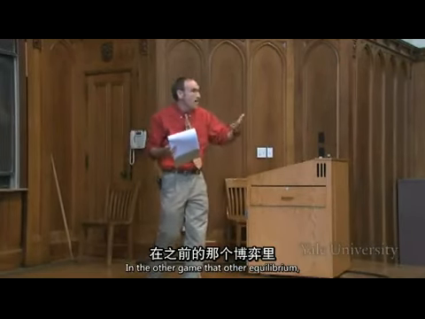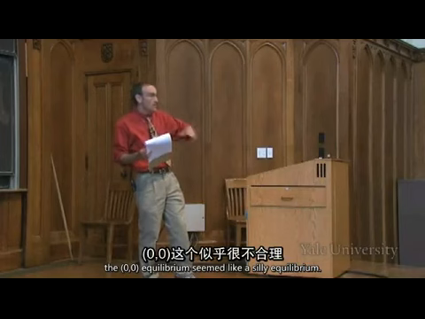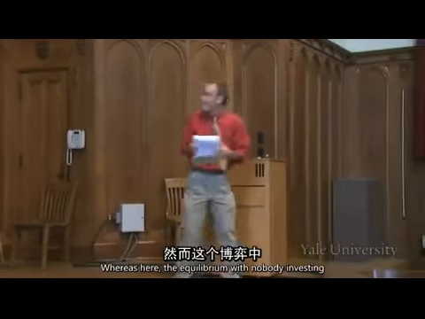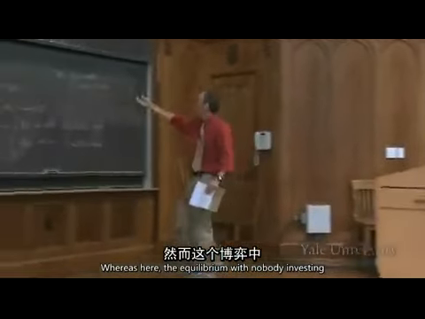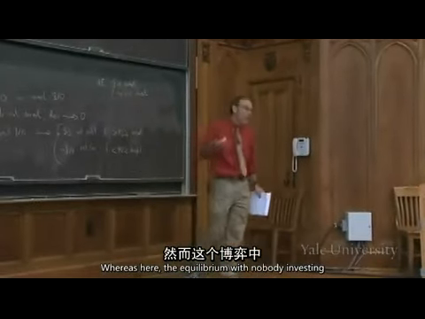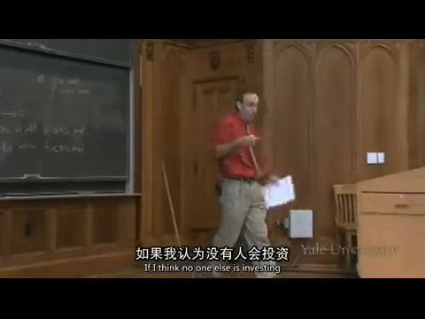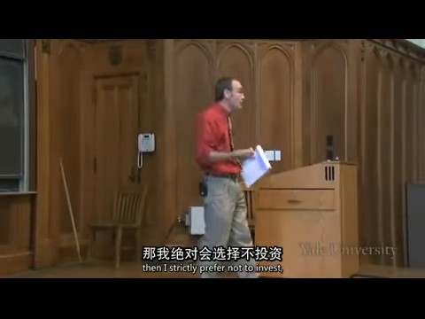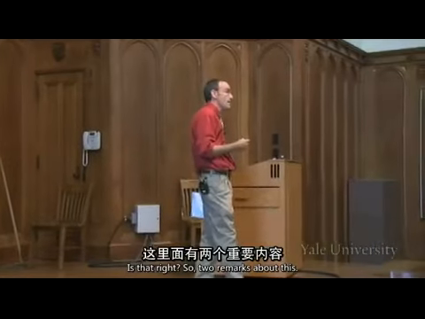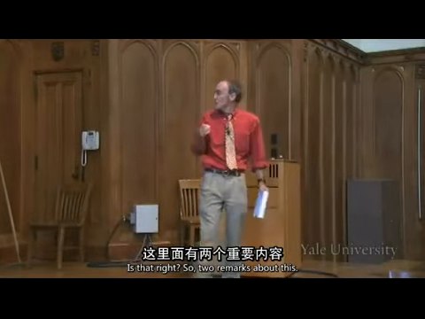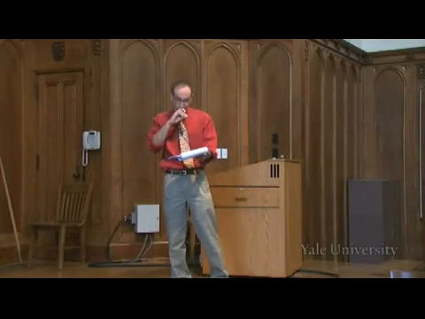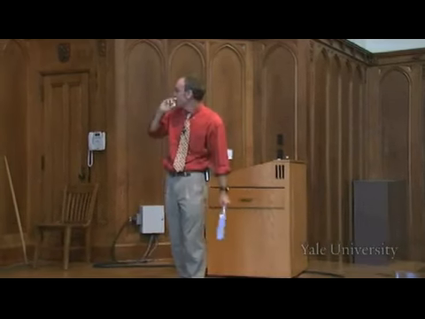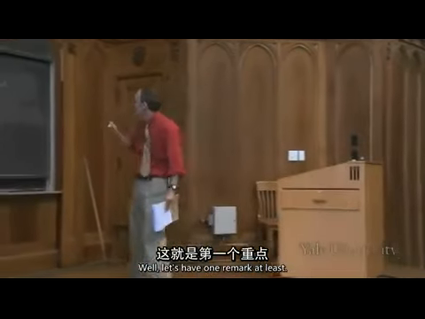And the other game, that other equilibrium, the 0-0 equilibrium, seemed like a silly equilibrium. It isn't like we'd ever predicted happening. Whereas here, the equilibrium with nobody investing, right, actually is quite a plausible equilibrium. If I think no one else is investing, then I strictly prefer not to invest. Is that right? Okay. So two remarks about this. Do I want to do more before I do two remarks? Yeah, well, let's have one remark at least.